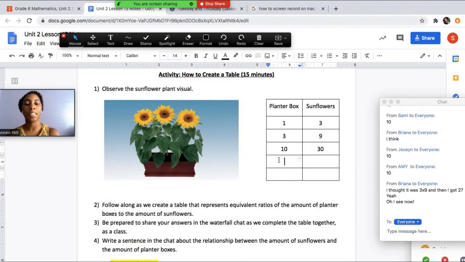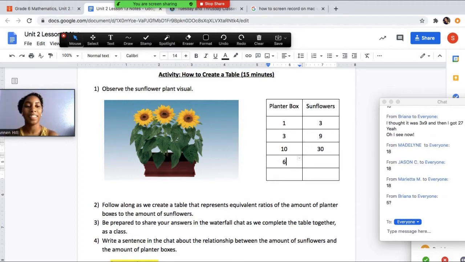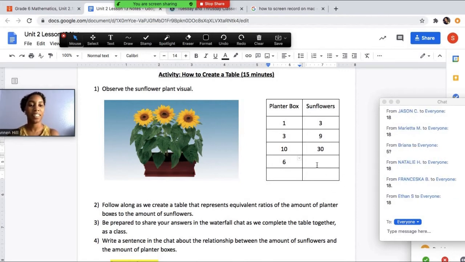Okay, guys, let's do another one with the planter box. What if there were 6 planter boxes? How many sunflowers would there be? I'm going to give you guys 10 seconds. All right, go ahead and press enter. All right, there would be 18.